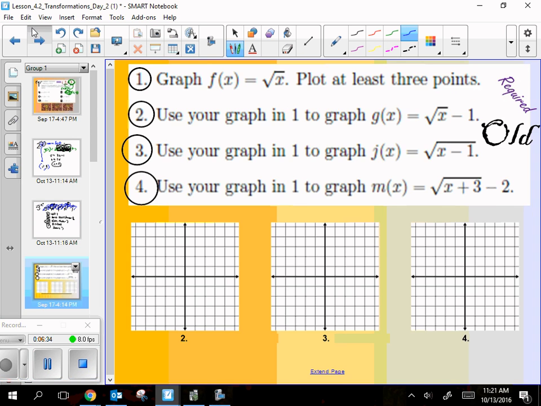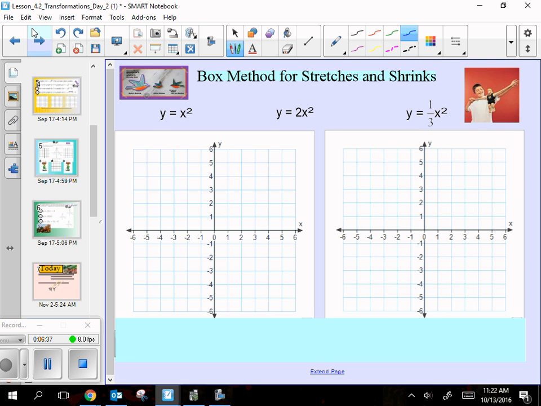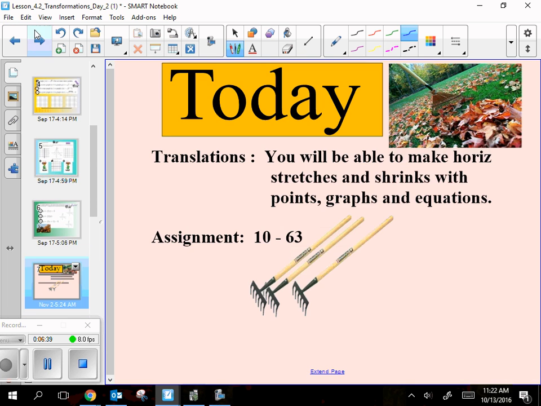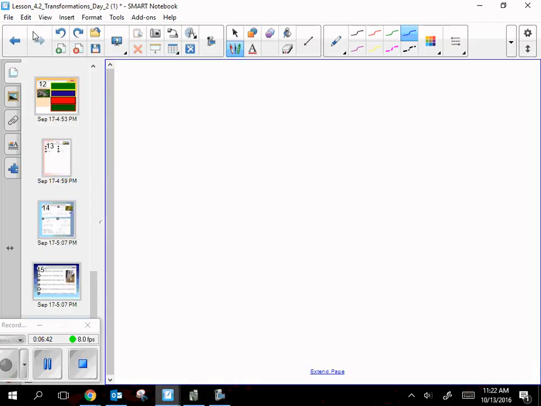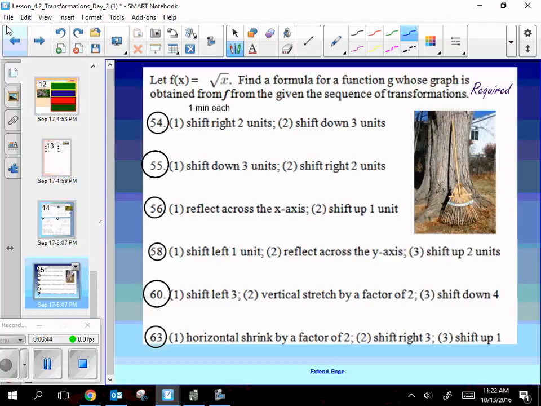So skip ahead in the notes to where it says, right here's the other part of the homework. It wants you to write a square root function that's been shifted right and down 3. Right 2 and down 3. Why don't you write me an equation for that? Kind of like the opposite of what we just did. Instead of saying what happened, they're saying this happened. What was the equation? And right 2 is this, and down 3 is that. There we go.